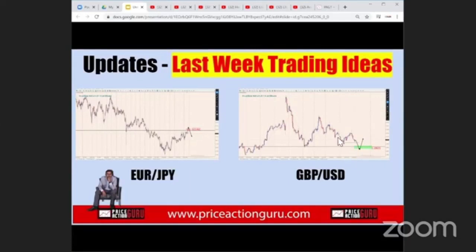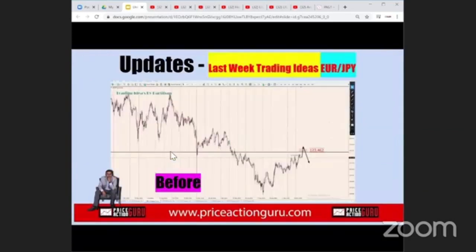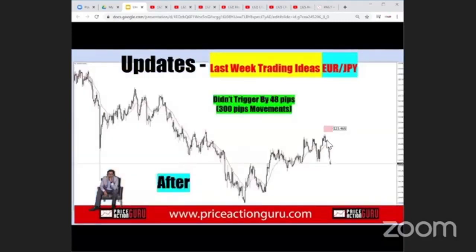Whatever trading ideas I give you are very good risk reward and high probability trades. So what happened last week was, this was the analysis, Euro Yen. When I was taking the photo, it was under 22.15. This is before. After this, the trade did not trigger by 48 pips. We actually missed the trade. It did not trigger my level and it dropped 300 pips.